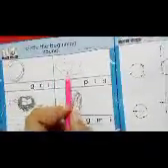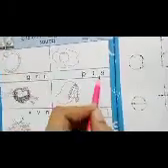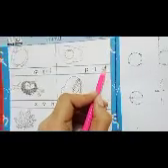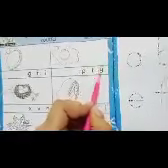This is yak. This is yak. The beginning sound is ya. Is it ta? No. Ya. Very good. Now circle with me. Ya, ya.